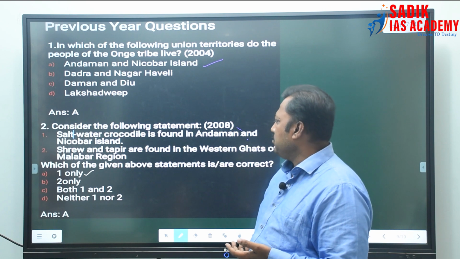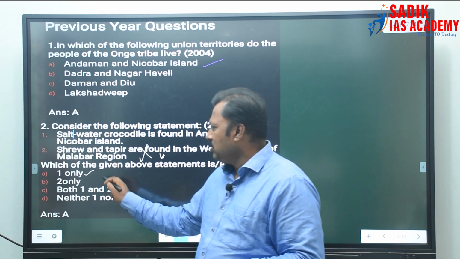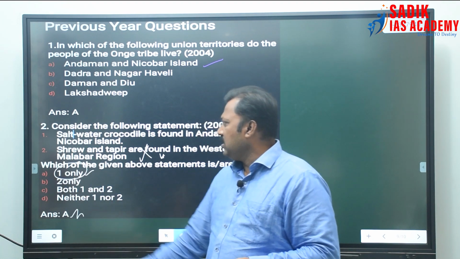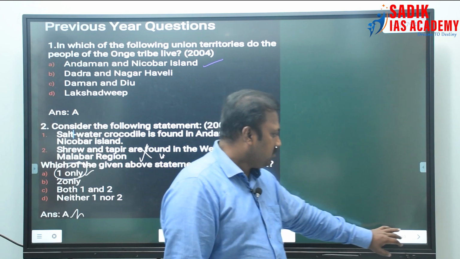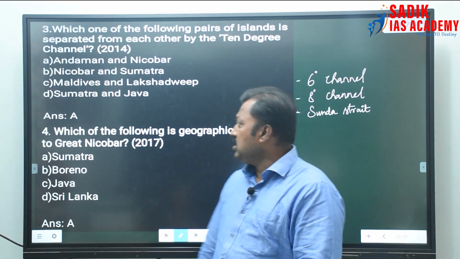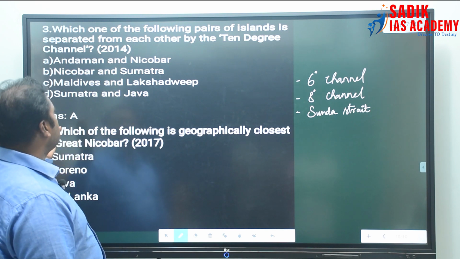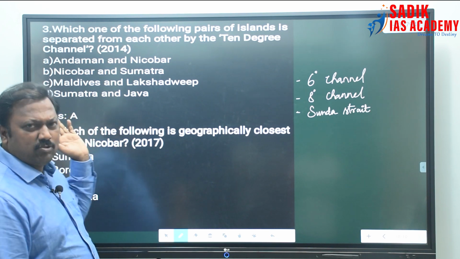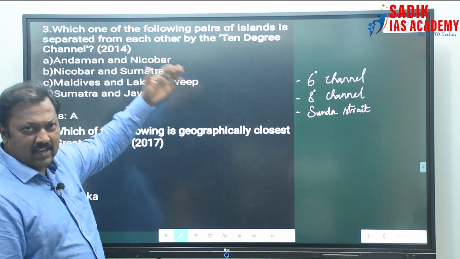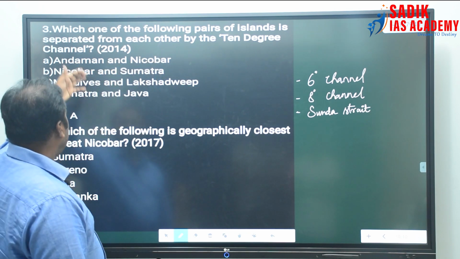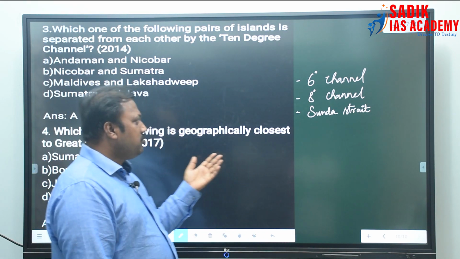Shrew and tapir are found in the Western Ghats. No, they are found in the Himalayas. The second statement is wrong. So the answer is A. The saltwater crocodile we have discussed. That's how the question has been asked, right? Next, one more question which was asked is: which of the following pairs of islands is separated from each other by the Tenth Degree Channel? We have shown in the initial slides that the Andaman and Nicobar islands are separated by the Tenth Degree Channel. You have to know these points, so I have put it also.